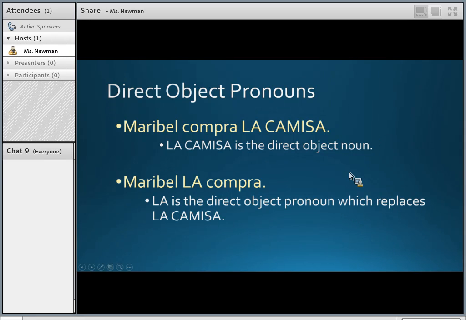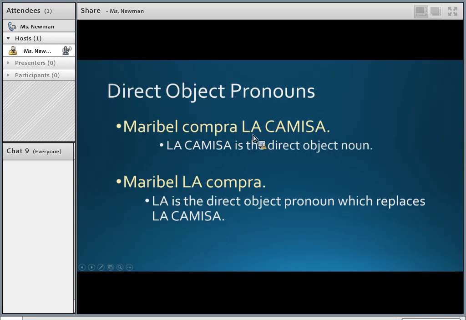So notice one thing here: once we've made it into a pronoun, it went before the verb, not after it. When it's a noun, it comes after the verb. She buys the shirt. Technically, if you want to get very literal, it says, like, Maribel, she buys.